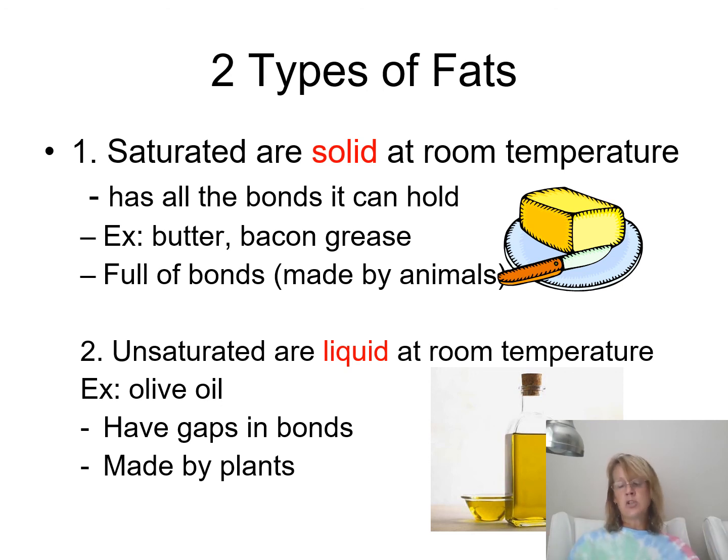Nature wants to make sure our cells have that layer of phospholipids around them. So saturated again means that they have all the bonds that they can hold, and something that's unsaturated means it has a few spaces in between it. If it's saturated, it's made by an animal. If it's unsaturated, it's made by a plant, which is why in the very beginning, when this whole health craze started, people didn't realize the difference between saturated and unsaturated.